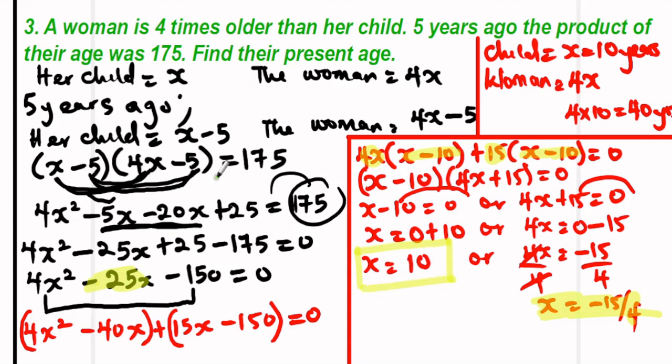And x equal to 10, remember our child, we expressed it as x. So the value for x is what? 10. So meaning our child is 10 years. And the mom is 4x. So 4 times x, which is 4 times 10, gives us 40 years.